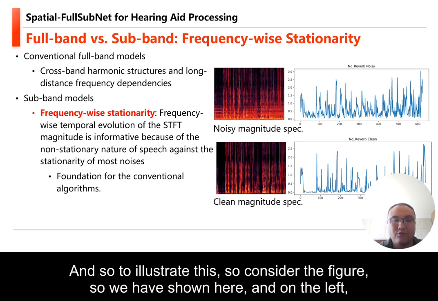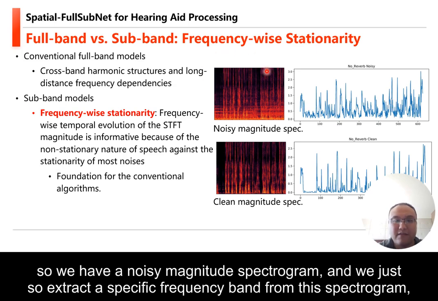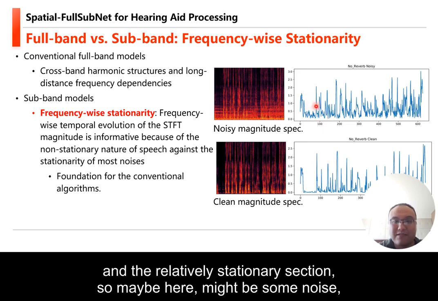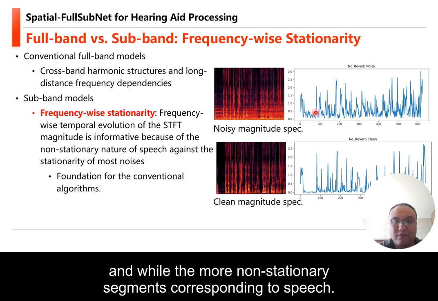To illustrate this, consider the figure. On the left, we have a noisy magnitude spectrogram, and we extract a specific frequency band from this spectrogram. As depicted on the right, we can observe distinct patterns: the relatively stationary section, maybe here, might represent noise, while the more non-stationary segments correspond to speech.